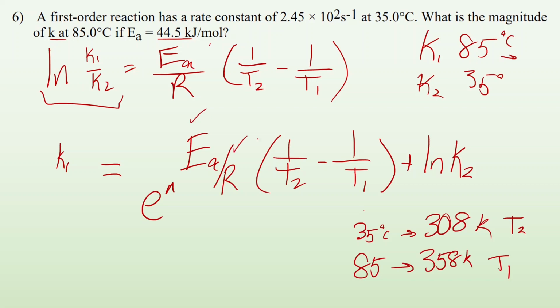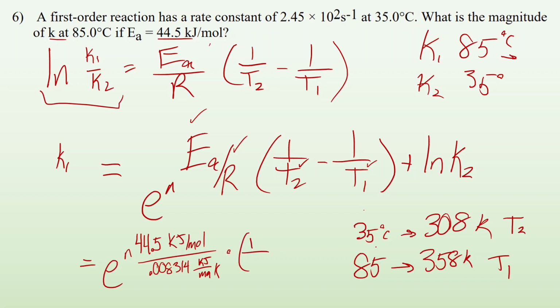R is a constant, and we have T2 and T1. We have all those things, so now I can plug and chug. I have e to the activation energy, 44.5 kilojoules per mole, divided by my R constant, which I want to keep in kilojoules, so it's 0.008314 kilojoules per mole Kelvin, times 1 over T2, which is 308 Kelvin, minus 1 over T1, which is 358 Kelvin. When I plug and chug, if I do it all right, I end up with a final answer of 2,770 when I round it to 3 sig figs. The units on that would be per second, seconds to the minus 1.